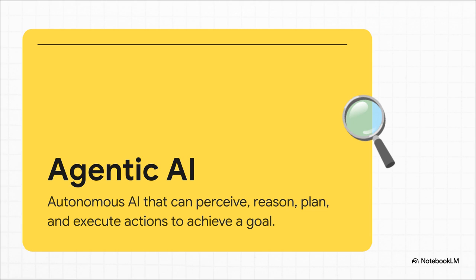Well, in a nutshell, it's about building autonomous systems. Systems that can perceive their environment, make plans, and then actually take action. The big difference from a simple chatbot is that a chatbot just responds to you. An agent can take a complex goal, figure out the steps, and use different tools to get it done, all with minimal help from you.